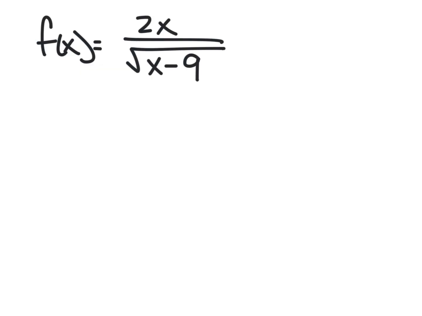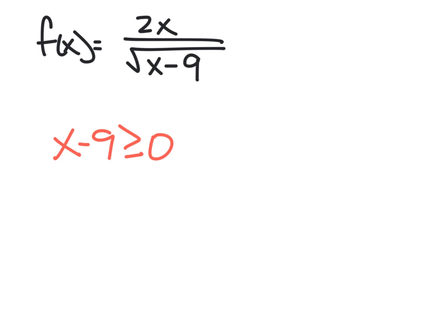All right, last example. If we had f of x equals 2x over the square root of x minus 9. Well, we know that we cannot take the square root of a negative. So this x minus 9 needs to be greater than or equal to 0, right? This represents non-negatives. But hold up, we can't have it equal to 0 because then we'd be dividing by 0.